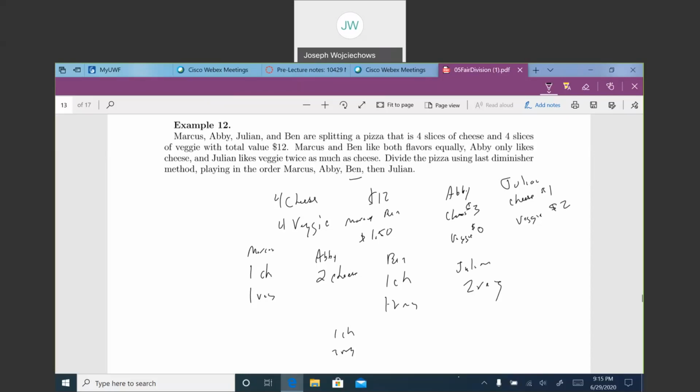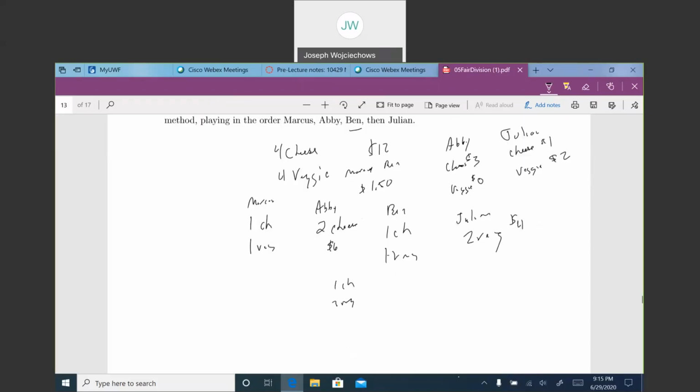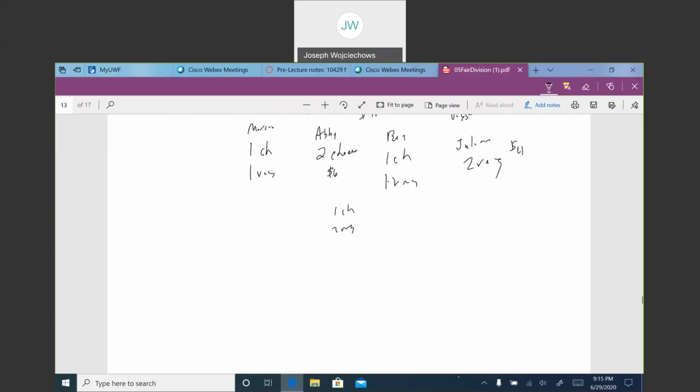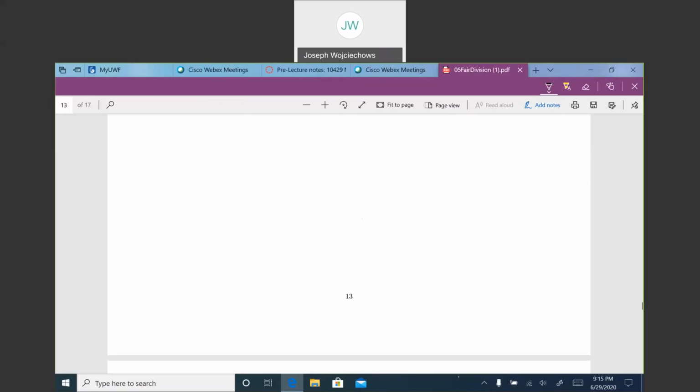Here they like them both equivalently. Got one of each. Abby, who preferred cheese, got 2 cheese. And Julian, who preferred veggie, got 2 veggie. So in their minds, Julian felt he got $4 worth. He's loving it. And Abby felt she got $6 worth. So again, it's not necessarily even value, it's even in the mind of the chooser. In this case, they kind of played their odds and got a better deal.